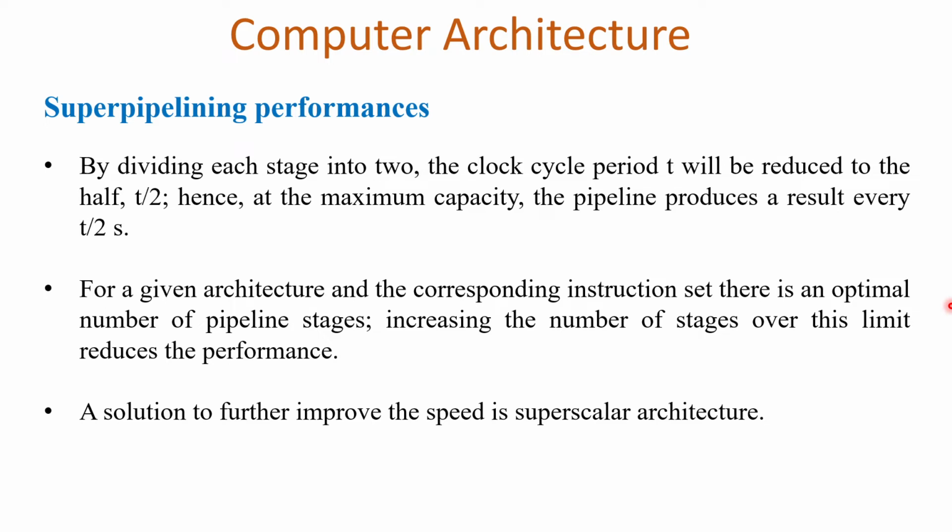For example, if we see the performance of this super pipelining, we will see the advantage is that by dividing each stage into 2 or more substages, the clock cycle period t, whatever unit you take, can be reduced to t by 2, right? So it will basically produce twice the amount of instructions in a particular time span over the previous normal scalar pipelining.